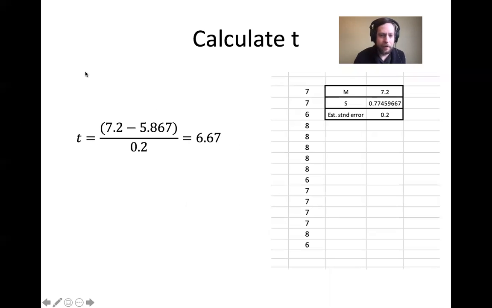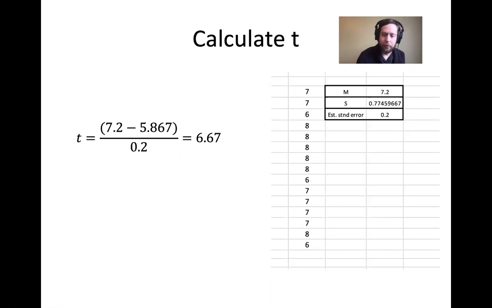Here's ultimately how the t formula was filled in with this problem. Remember, this is for a one sample t test. This is M, the sample mean. This thing right here is the population mean, 5.867. You subtract those two things, that's the numerator. The denominator for the one sample t test is the estimated standard error, which the formula for that, once again, is s divided by the square root of n.